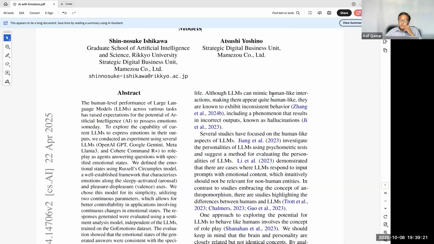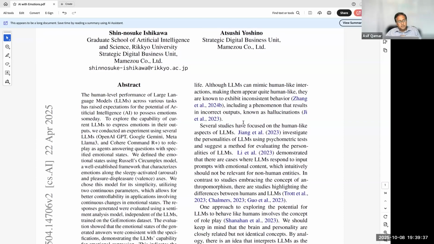although LLMs can mimic human-like interactions, making them appear quite human-like, they are known to exhibit inconsistent behavior, including a phenomenon that results in incorrect outputs. Well, we kind of know hallucinations by now, most of us. There are many reasons for hallucinations, large context window, LLM training, things like that. And how that might impact our topic here, emotions. Yes, it can also hallucinate.